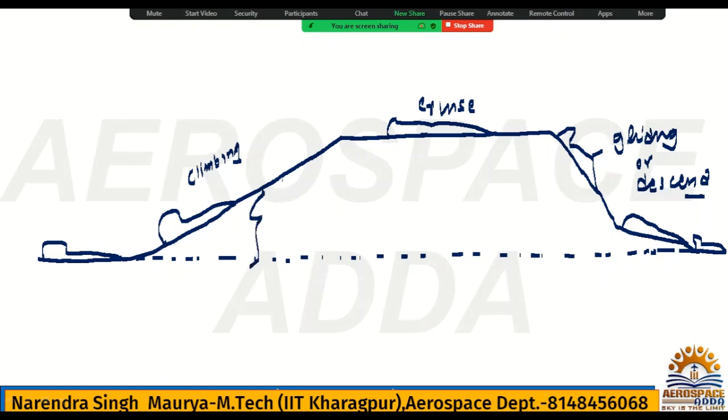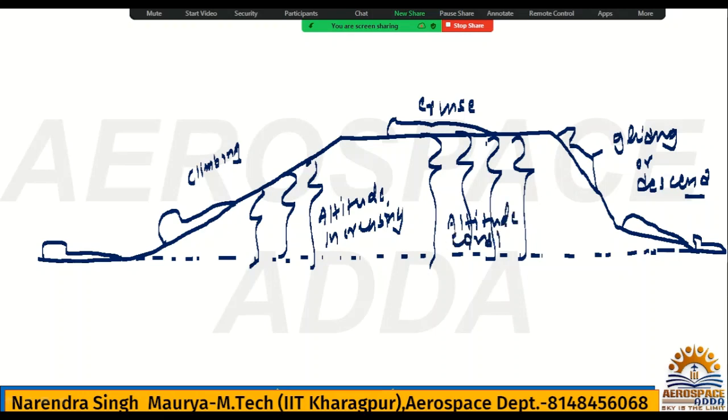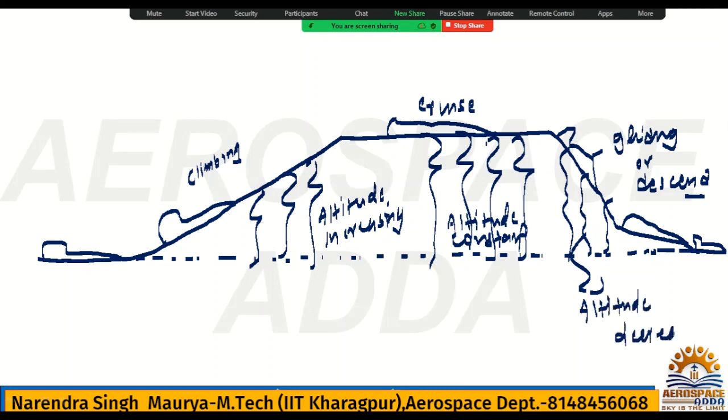So here in this zone, check what is happening. Altitude here is increasing, yes or no? Altitude increasing. In this case, here what is happening? Altitude constant. Check this portion. Altitude decreasing. So in this way you can generalize the operation of the aircraft.